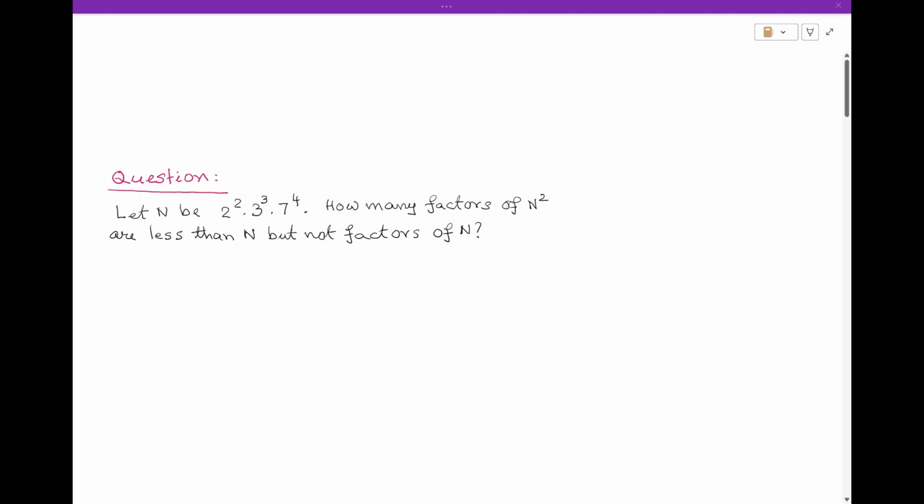Let n be 2 to the power of 2, 3 to the power of 3, 7 to the power of 7. How many factors of n square are less than n but not factors of n?